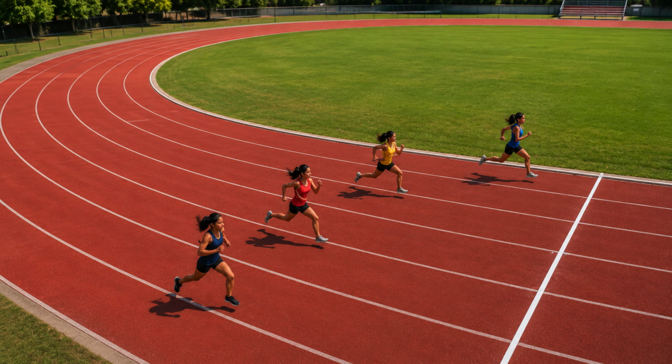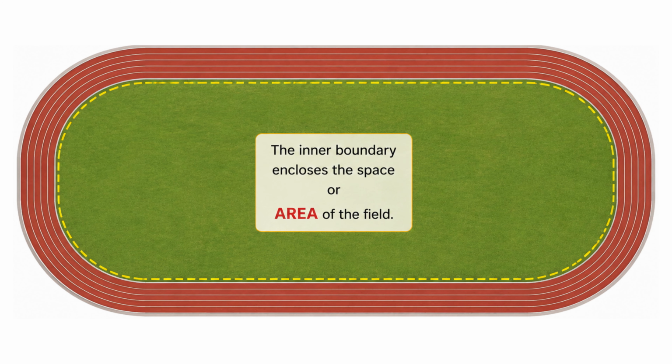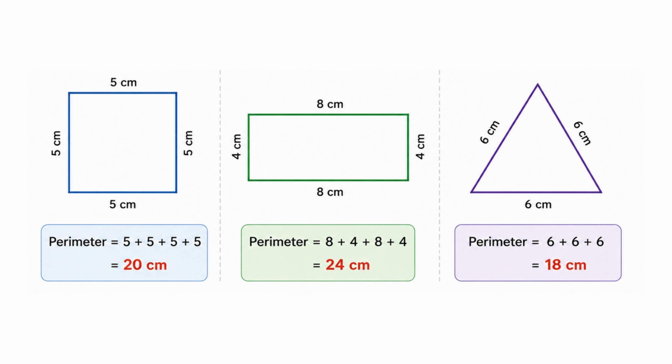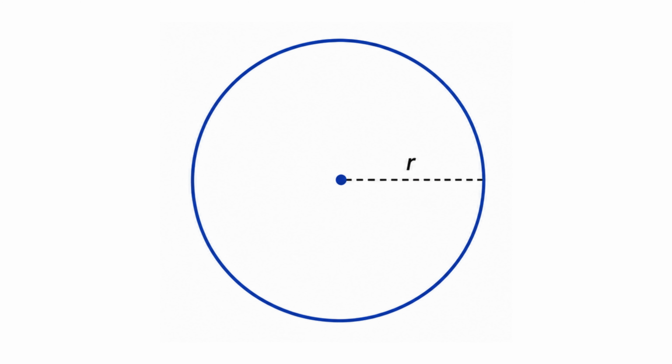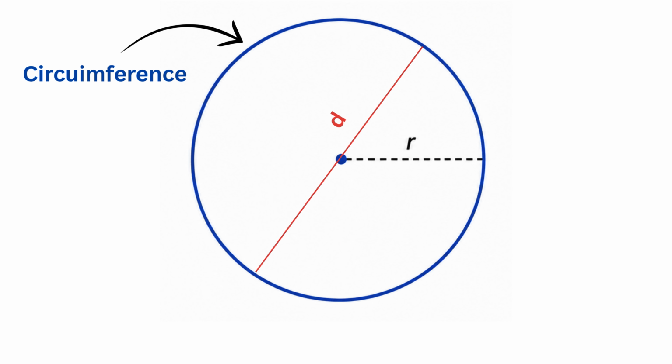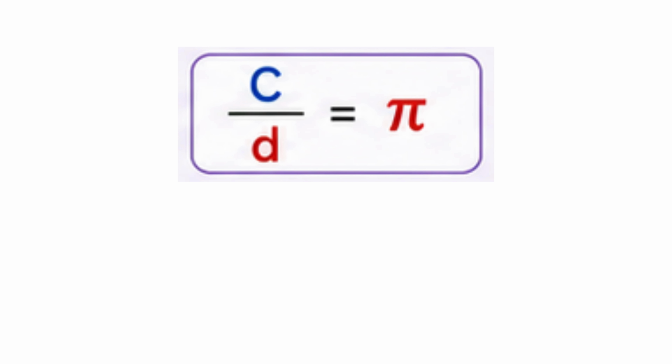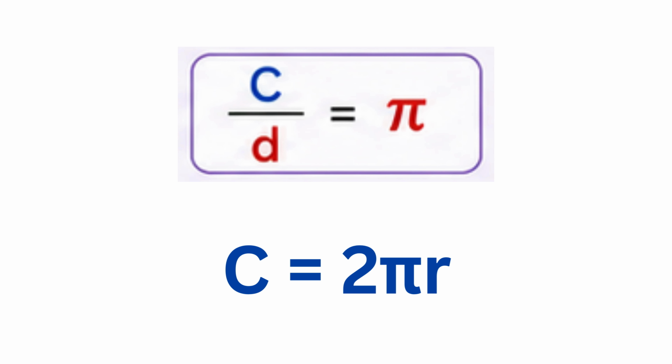This simple observation leads to a fundamental question. How can we measure the length of a boundary, and how much space does that boundary enclose? For straight-edged shapes, perimeter is found by adding the lengths of their sides. But a circle has no straight sides. Its circumference has a remarkable relationship with its diameter. No matter how large or small the circle, the ratio of its circumference to its diameter remains constant. This constant is pi, giving C equals 2 pi r.